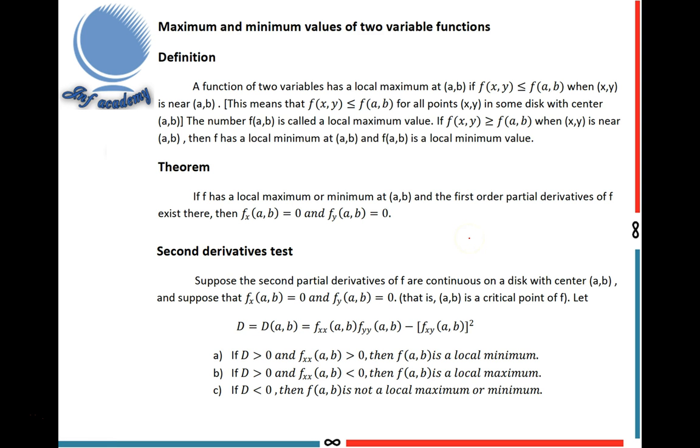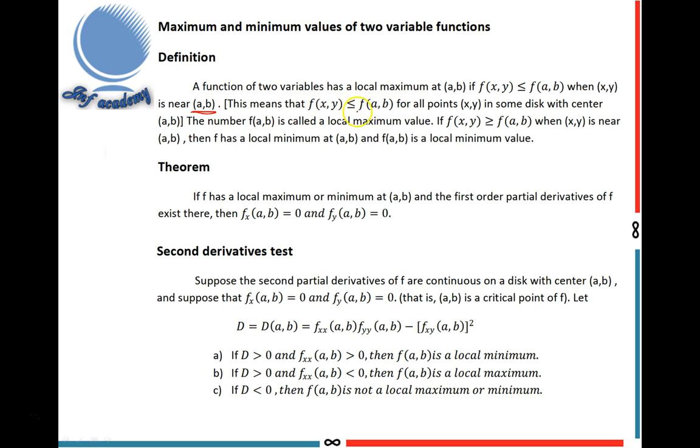Next, maximum and minimum values of a two variable function. The next definition says what is local maximum and local minimum in a two variable function. A function of two variables has a local maximum at a comma b if f of x comma y is less than or equal to f of a comma b when x comma y is near a comma b only. So it is called a local maximum.